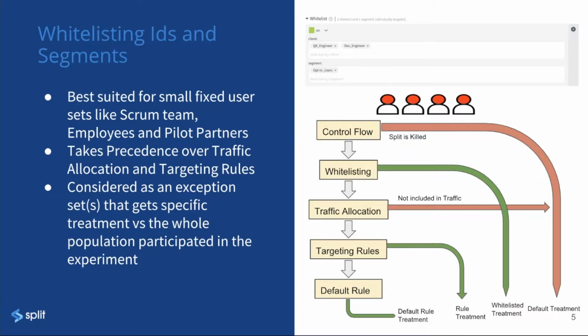So we start first with the whitelisting IDs and segments. This is best suited for a small population of fixed user sets, like Scrum team employees, QA, development, and pilot partners. It's important to know how Split calculates the treatment. Usually we go from top to bottom, meaning Split checks the whitelisting conditions first, then the traffic allocation bar, then targeting rules, and finally the default rule. If the user ID matches any of these, then the treatment is decided.